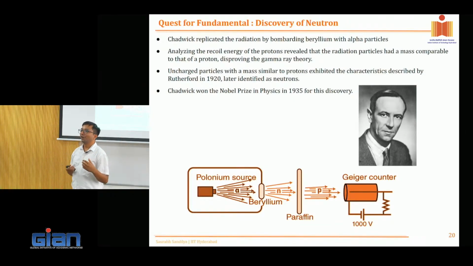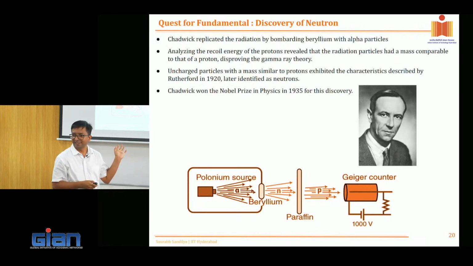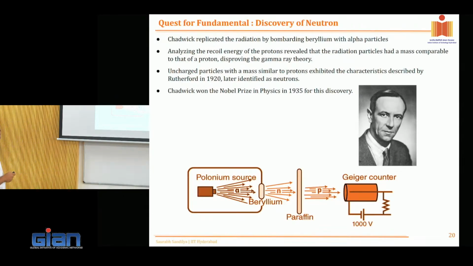So now what you are doing is hitting paraffin with neutrons. What is paraffin mostly made up of? Paraffin is wax, right? Hydrocarbon. So lots of hydrogen, and lots of hydrogen means lots of protons. So you hit the proton with a neutron, and a proton comes out. This was actually happening there. They analyzed the recoil energy of the proton and revealed that there has to be some other radiation which has a mass equal to the mass of the proton, and that's how the neutron was discovered.